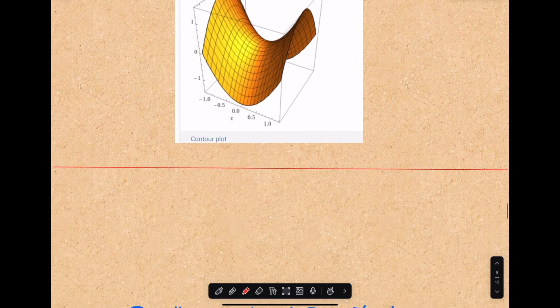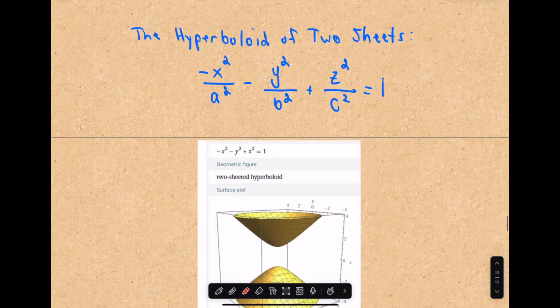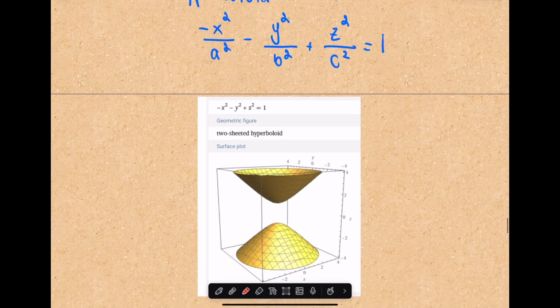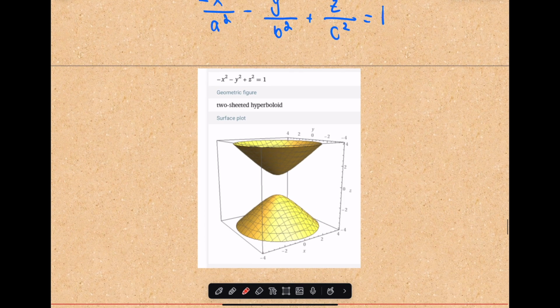Okay, so, oh, no, we did have one more. My apologies. The hyperboloid of two sheets. So here we have negative x squared over a squared minus y squared over b squared plus z squared over c squared equals 1. And notice, in this case, we have two of our variables with negatives and one of them with a positive. That's where we get this hyperboloid of two sheets. And notice in this case, it looks a little bit like one of those infinite cones, but we've got some gap. They don't quite all touch up.